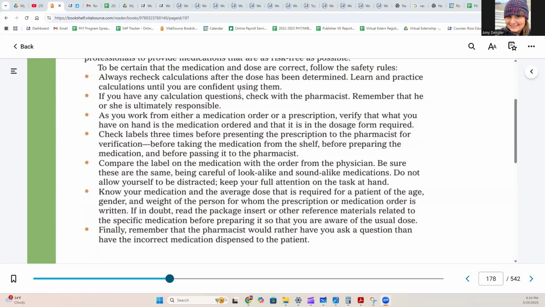Know your medication and the average dose that is required for a patient of the age, gender, and weight of the person for whom the prescription or medication order is written. If in doubt, read the package insert or other reference material related to the specific medication before preparing it so that you are aware of the usual dose. Finally, remember that the pharmacist would rather have you ask a question than have the incorrect medication dispensed to the patient.